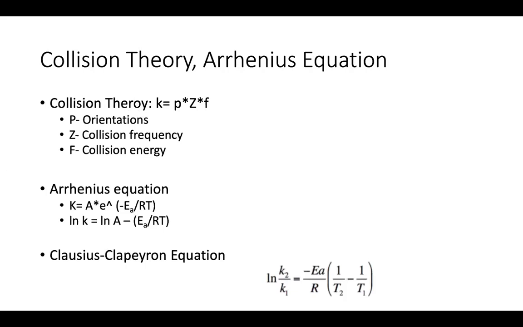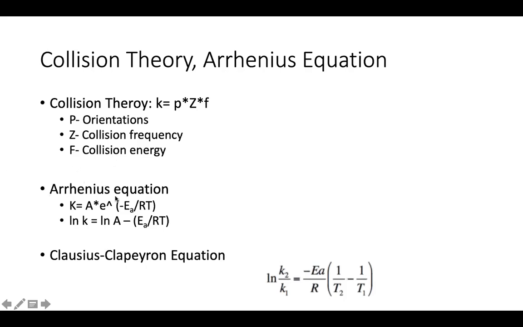It also is dependent upon Z, which stands for frequency. So how often do my reactants collide together? And lastly, it also depends on F, which stands for collision energy. Basically, F stands for what fraction or what percentage of my collisions have enough energy for me to actually overcome that activation energy and become product, right? So let's say 1 out of 10 collisions has enough energy to overcome the activation energy.